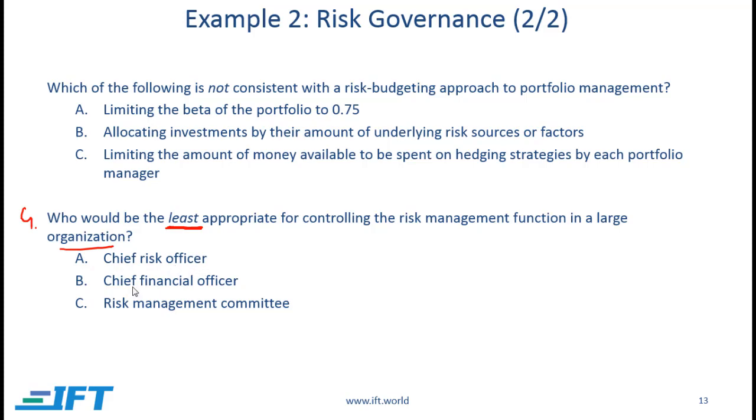Chief Risk Officer, Chief Financial Officer, Risk Management Committee. Now, we've talked about the importance of a Chief Risk Officer. So it makes sense for the Chief Risk Officer to control the risk management function. So this is not the right answer. Chief Financial Officer would not be appropriate. The Chief Financial Officer has a much broader mandate and should focus on his work and should not be responsible for the risk management function. So this is a good answer.